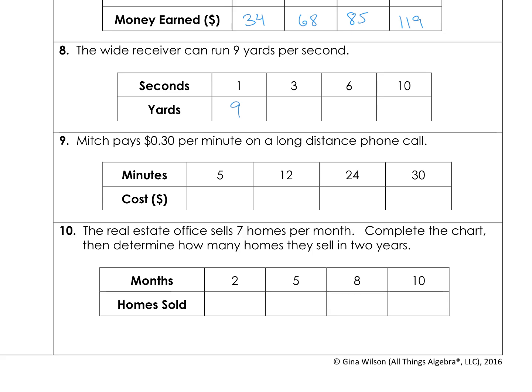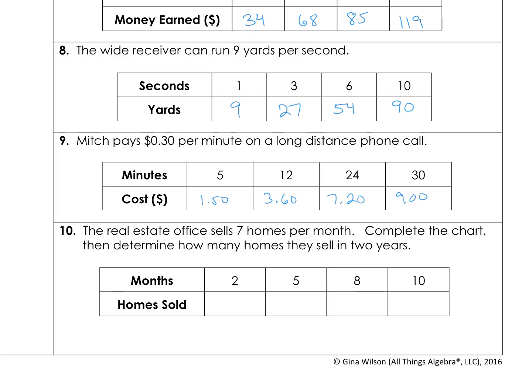So here, he can run 9 yards for every second that he runs. So here we had 1 second would be 9 yards, 3 seconds would be 27 yards, 6 seconds would be 54 yards, and 10 seconds would be 90 yards. If it's 30 cents per minute, 5 minutes would end up being $1.50. 12 minutes would be $3.60. 24 minutes would be $7.20, and 30 minutes would be $9.